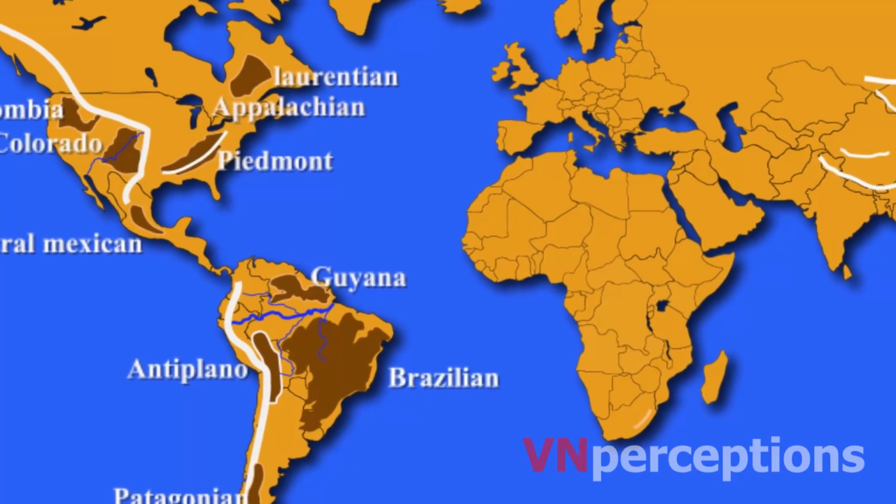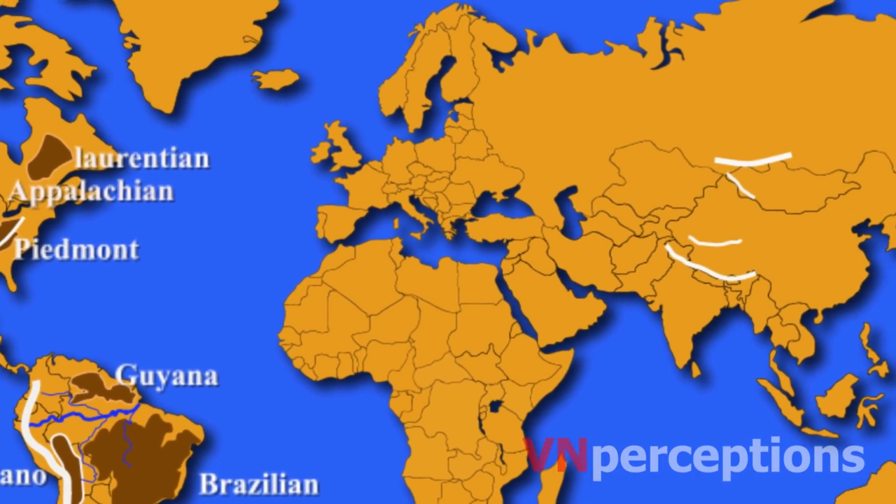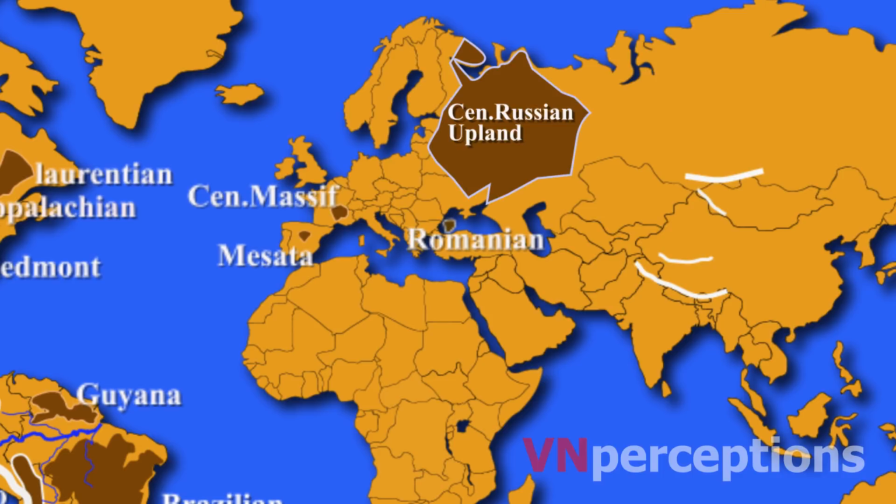Now the next one, we come to Europe. European continent does not have extensive plateaus. Important plateaus of Europe are Central Massif, Meseta, Romanian Plateau, and the Central Russian Upland. The Central Massif is located in eastern France. It consists of a series of small plateaus. The average height of this plateau ranges from 200 to 300 meters.